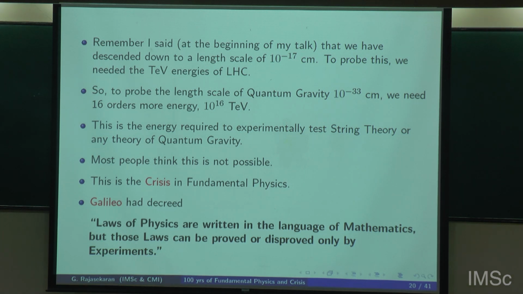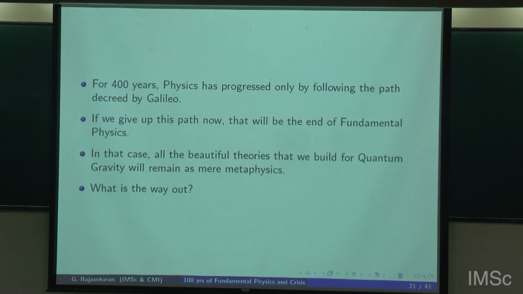Galileo had decreed that laws of physics are written in the language of mathematics, but those laws can be proved or disproved only by experiments or by direct observation, astronomical observations. For 400 years, physics has progressed only by following the path decreed by Galileo. If you give up this path now, that will be the end of fundamental physics. That is why I call it a crisis for fundamental physics. In that case, all the beautiful theories that we built for quantum gravity, including string theory, will remain as mere metaphysics. What is the way out?